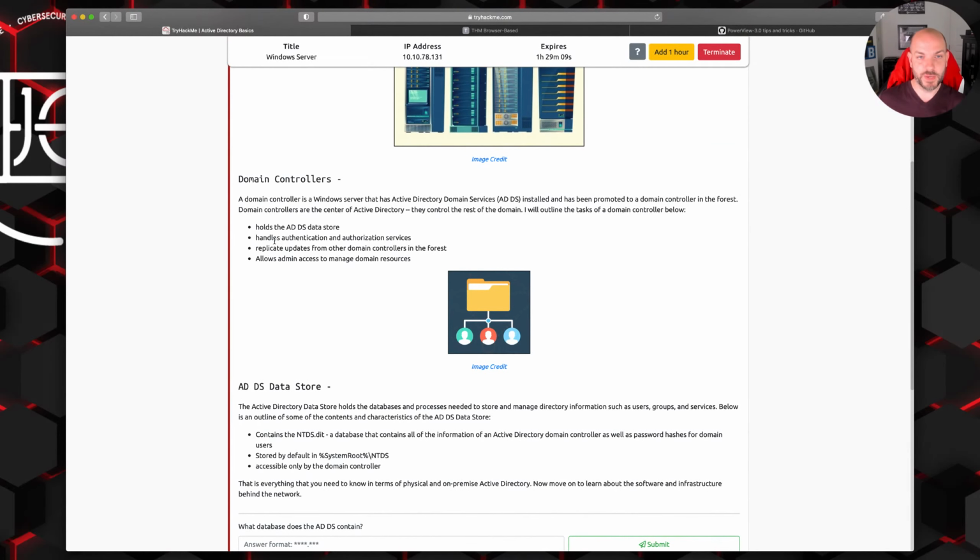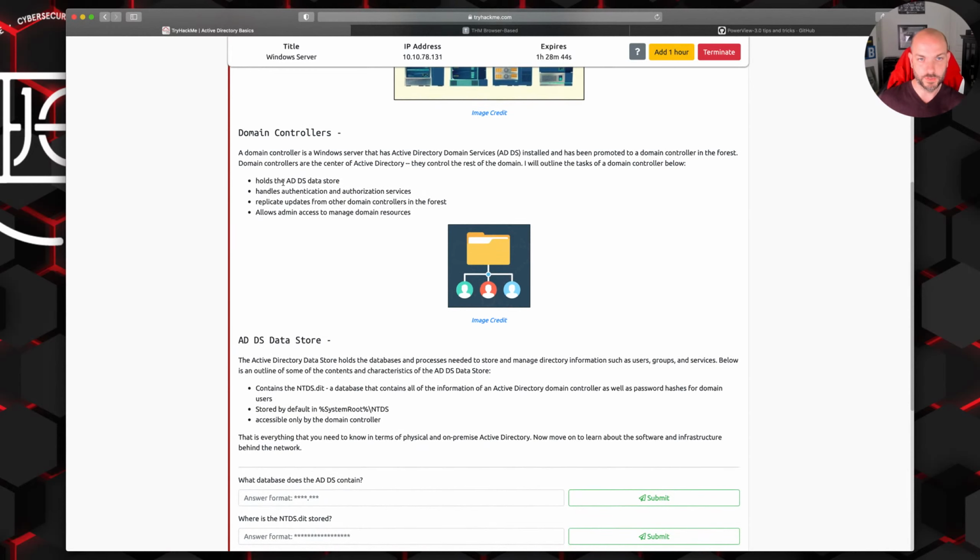So a domain controller is really going to be the Windows server that's running the Active Directory Domain Services, or ADDS. If you just have a regular Windows server, it is not a domain controller. It actually needs to be promoted into that role. Let's see, domain controllers are the center of Active Directory and control the rest of the domain.